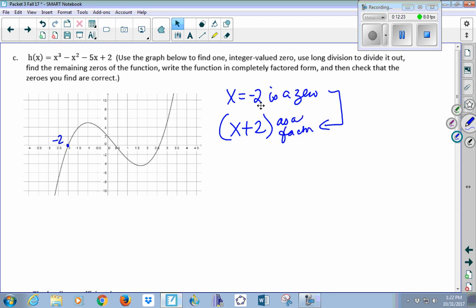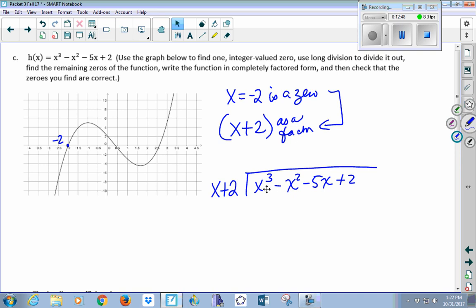Because you can see if you plug that negative 2 right in there, you'd get negative 2 plus 2 is 0. So now you have a factor. So to find your remaining factor for this cubic, you just do long division. X plus 2 divides into x cubed minus x squared minus 5x plus 2.